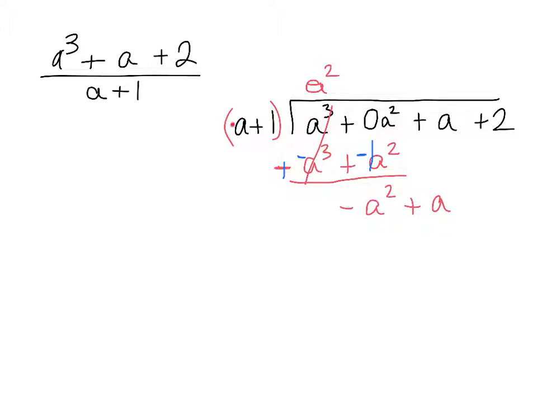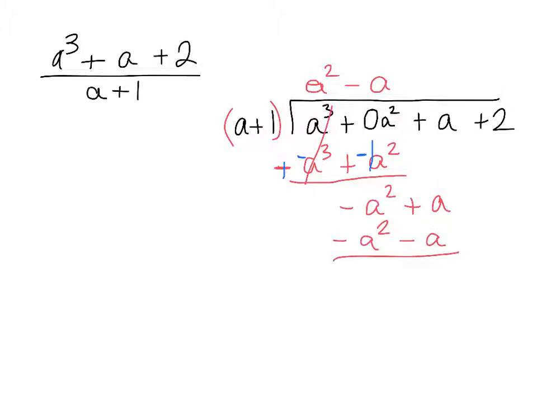We're going to go back to our divisor up here, and we're going to look just at this first term and say, a times what gets me negative a squared? Well, a times a is a squared, but in this case it would have to be a times negative a. Now if I do that right, and I come back and take this times this whole quantity, I'll take the negative a and distribute it through that. Negative a times a is negative a squared, and then negative a times 1 would be a negative a.